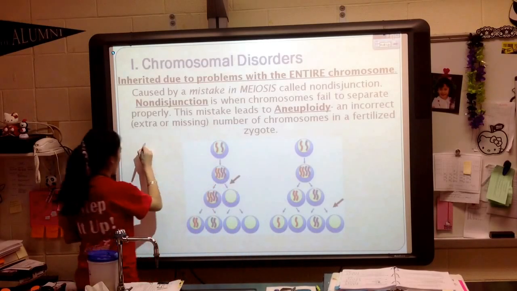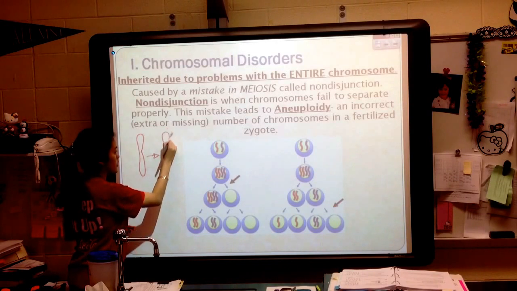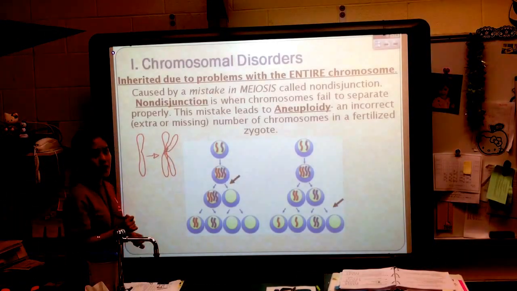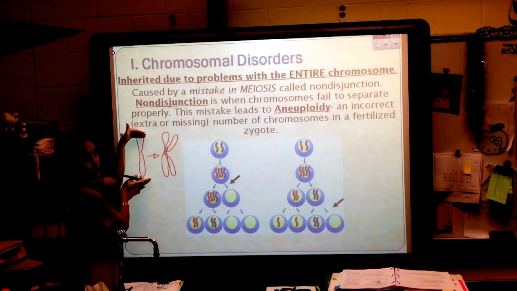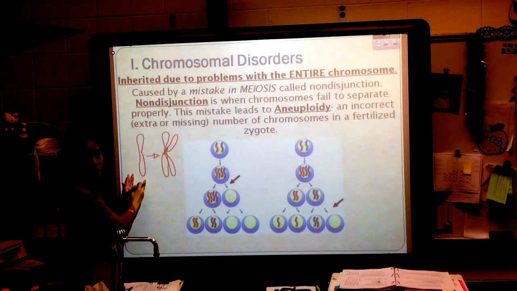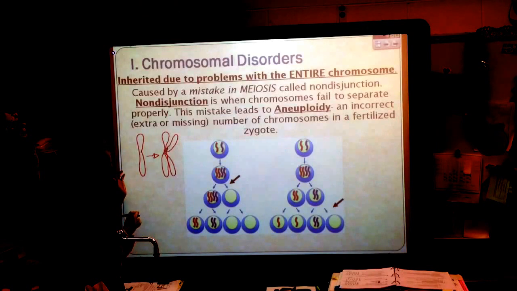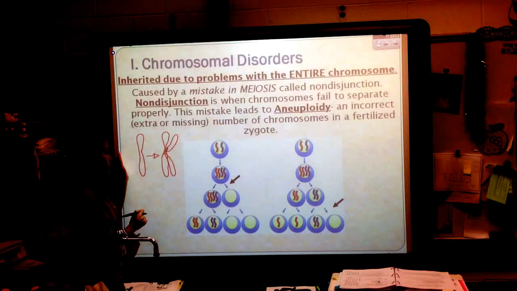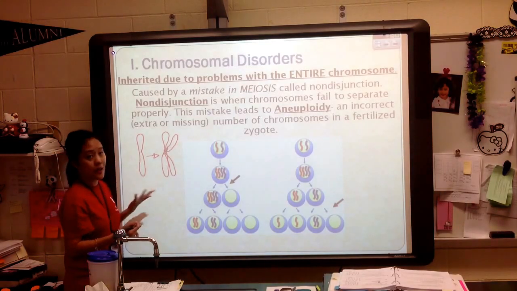Remember that a chromosome could be single, or it can be doubled if it's gone through DNA replication. But in a chromosomal disorder, we're saying that this whole chromosome has some sort of problem. It might be that the chromosome is broken. It might be that the chromosome is damaged. It might be that we have an extra chromosome, or it might be that we don't have this chromosome at all.